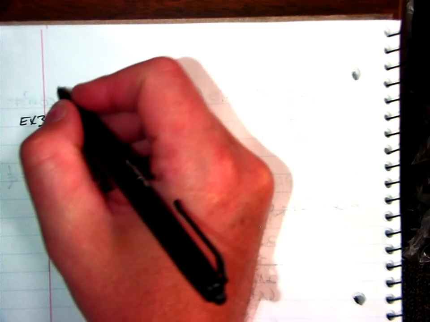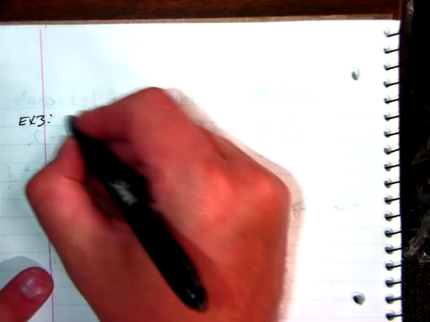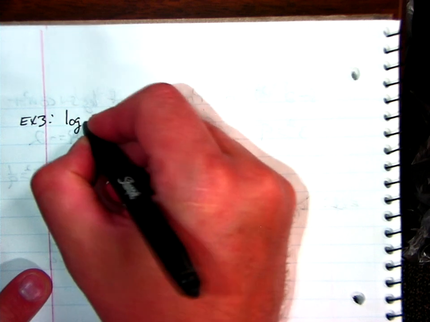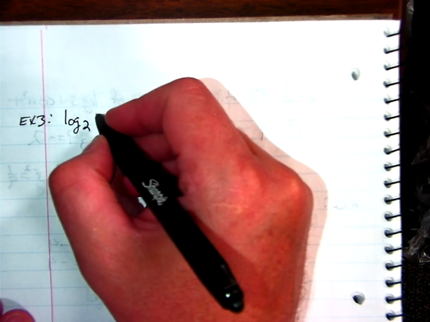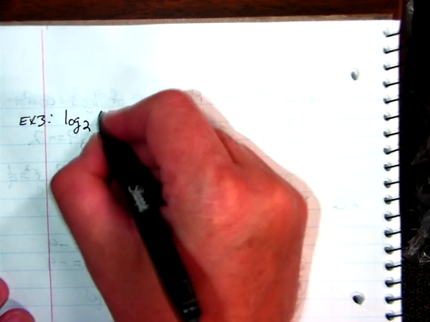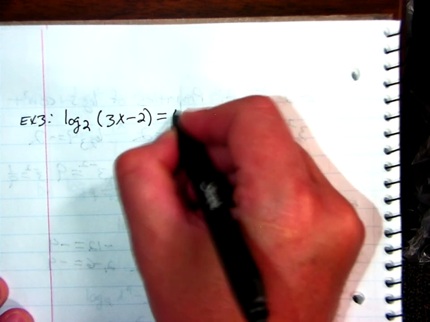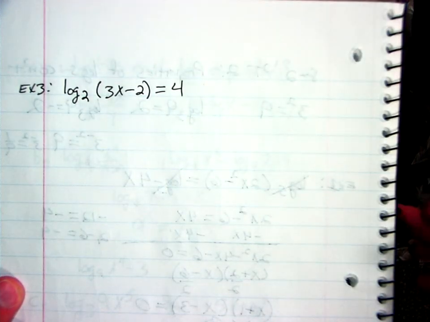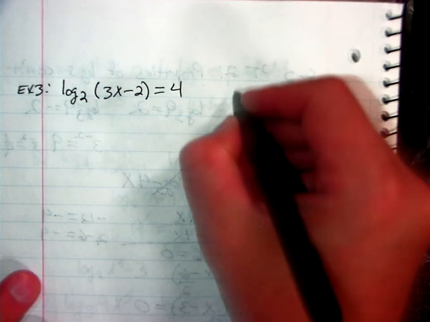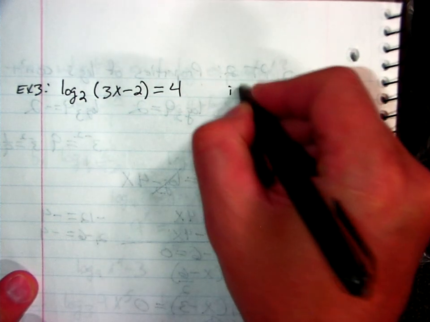All right. Example 3. Log base 2 of 3x minus 2 equals 4. All right, we have an issue. There's not another log. You are exactly correct. So let's write a little note on the side.